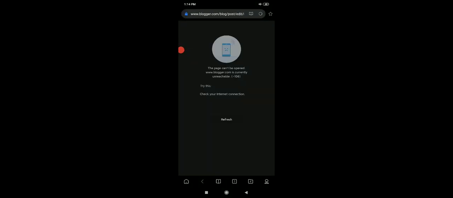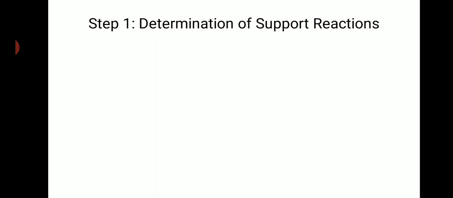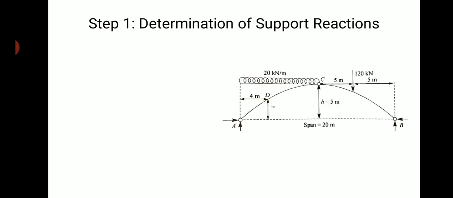So D is the point where the load is acting, so it will be equal to YD. YD is the height between the support level and the point where you have to find the normal thrust and radial shear. The first and foremost thing is that you need to determine the support reactions.